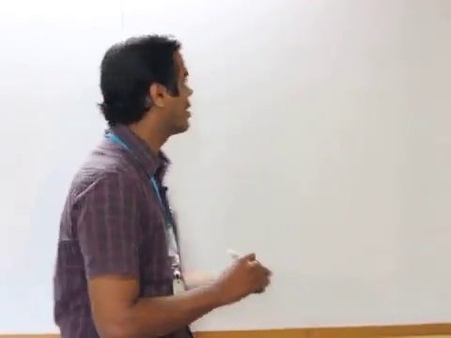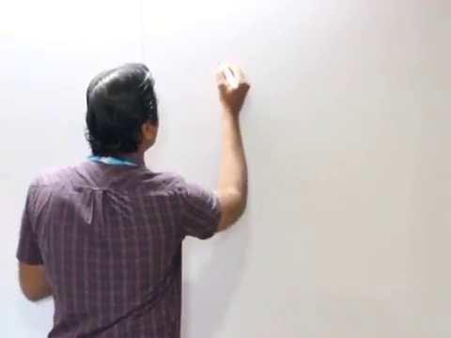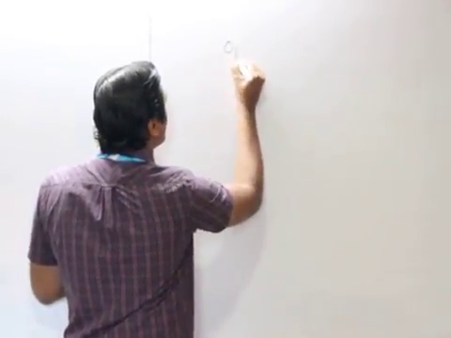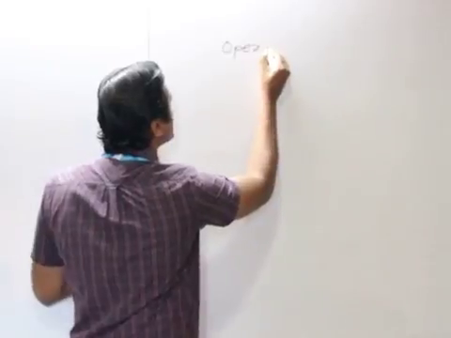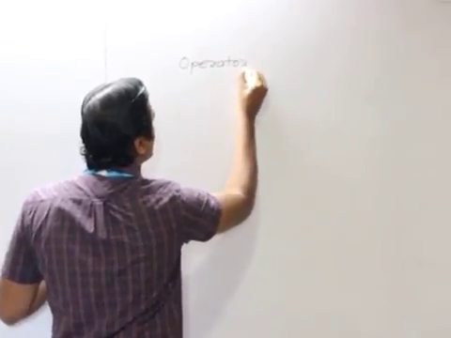Today we are going to discuss the topic of operator overloading. It is one of the characteristics of C++, or we can say that it is one of the characteristics of object oriented programming. So let's see what is the meaning of operator overloading, or why we are going to use the concept of operator overloading.